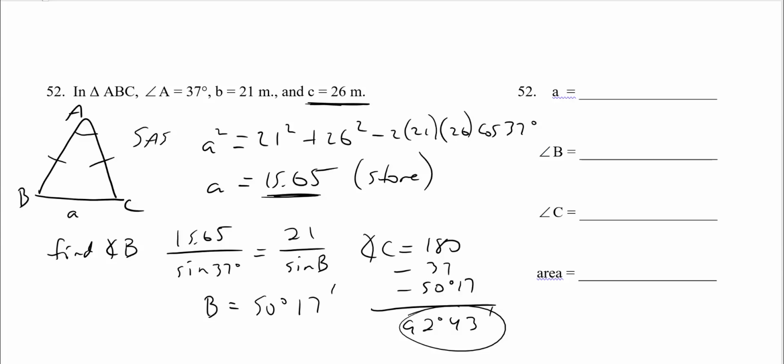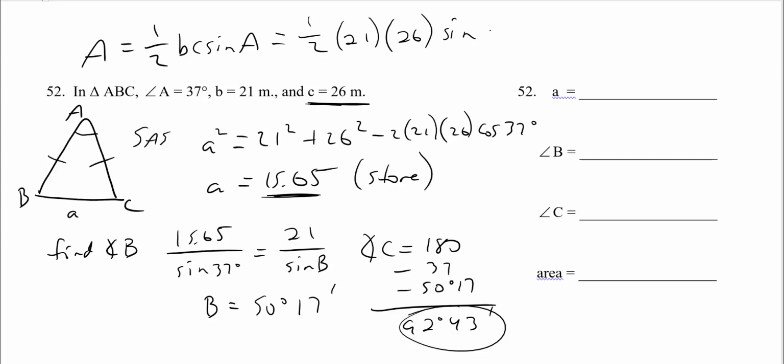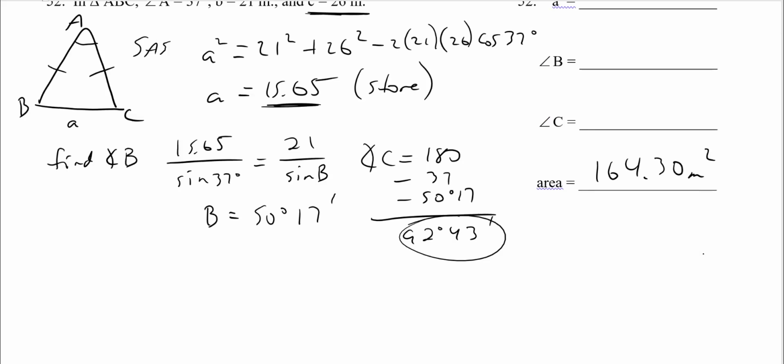And then, of course, area. Guys, please don't use anything other than area. I'm going to write this on top here. Area is equal to 1/2 AB sine of C. So it's basically side angle side. It's perfect to use for that. Here, I'm going to write down BC sine of A, just because that's what we're given. So it's 1/2 times 21 times 26 sine of 37 degrees. So area is 164.30 meters squared. Okay, so that is a nice side angle side.